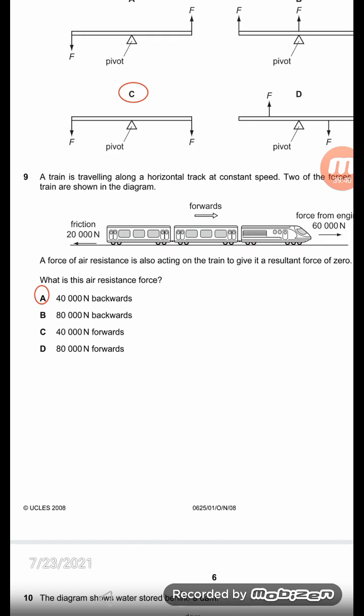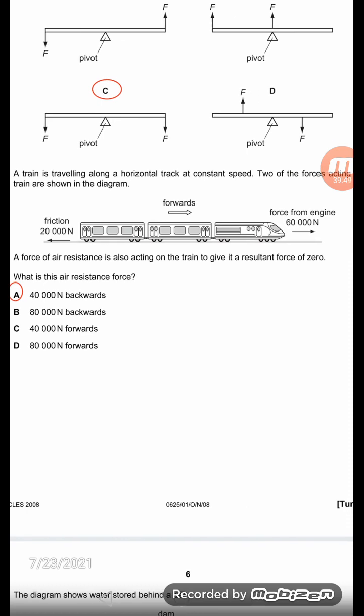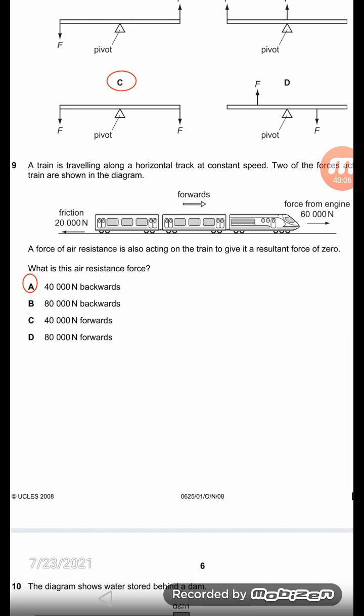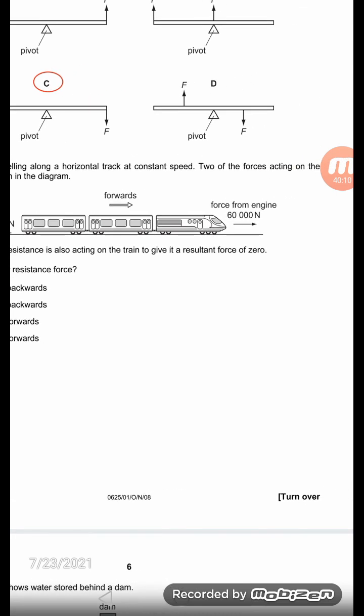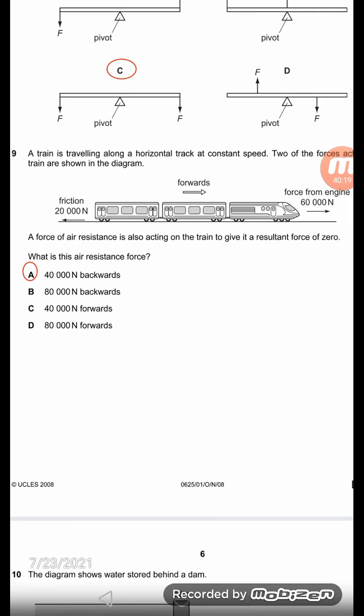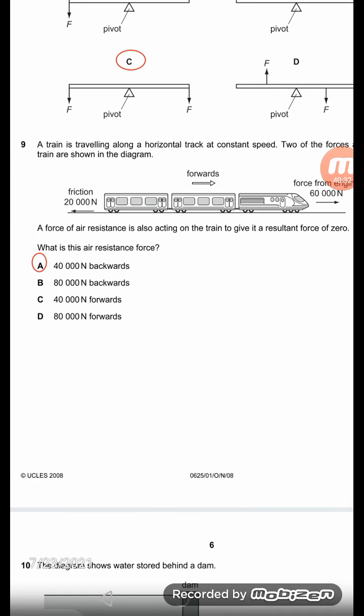Okay, look at 9. What is the air resistance force they are asking? This is the force 60,000 from the engine, this is 20,000 from friction. What will be the air resistance force? So here you can just subtract, 60 minus the other force. The total force is 60,000. Two forces act on the train shown. The force of resistance acting on the train gives it a resultant force of 0. So the total force is 60,000. What will be the air resistance force? This force minus 20,000, so that is 40,000 acting backward.